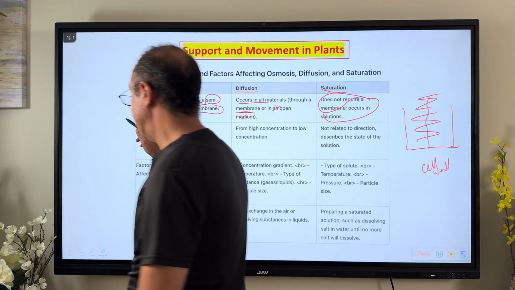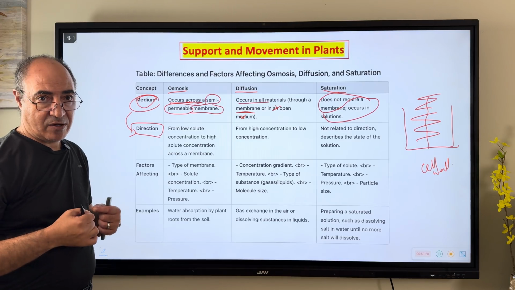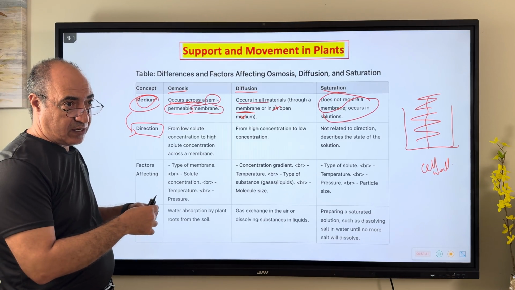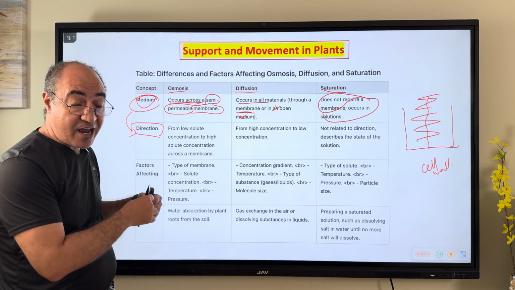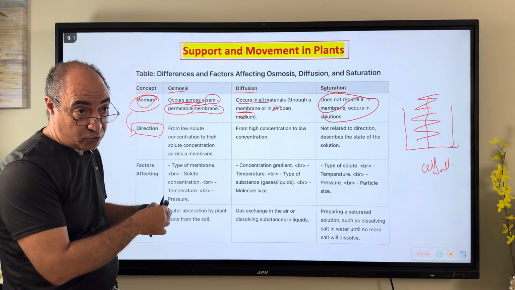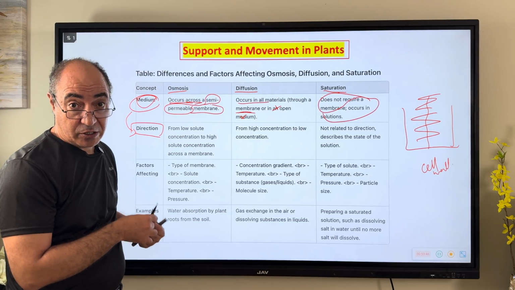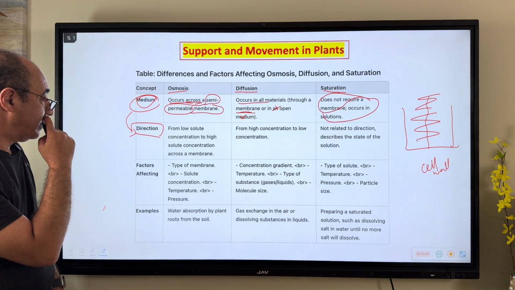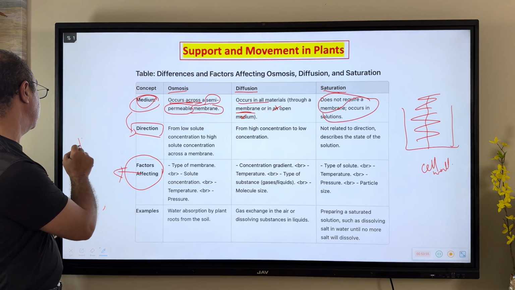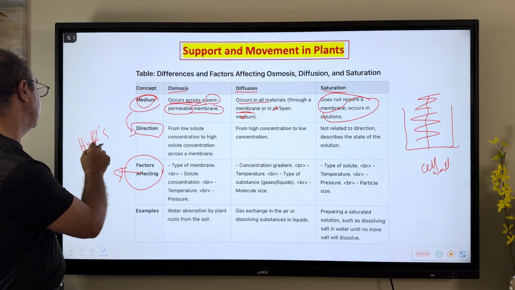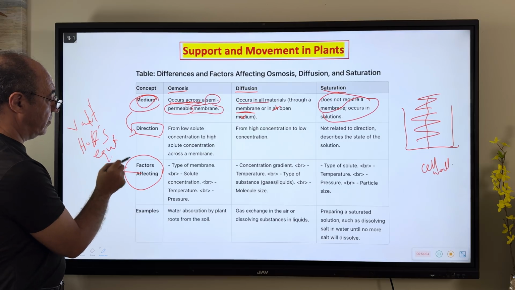So then you can follow this table, the directions, right? From the high to the low. So we said that osmosis pushes the water to move from the low concentration of water or high concentration of solutes, from the low concentration of the solutes or higher concentration of water, to the medium in which there is a higher concentration of the solute or lower concentration of water. Different factors affect it. That's why I described for you the Van 't Hoff equation, right?